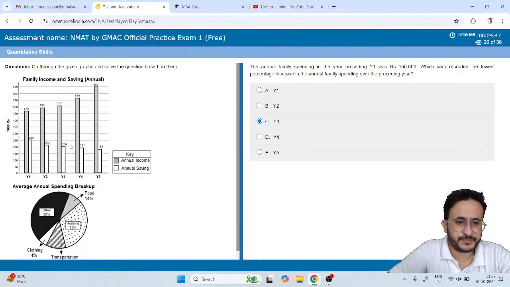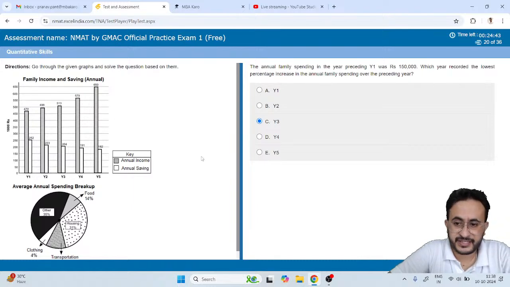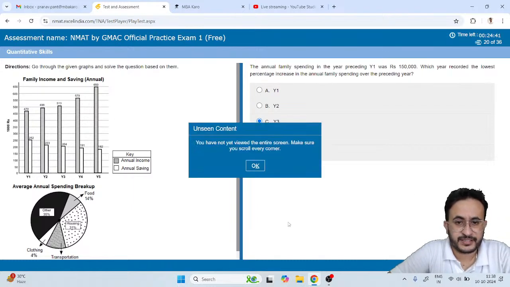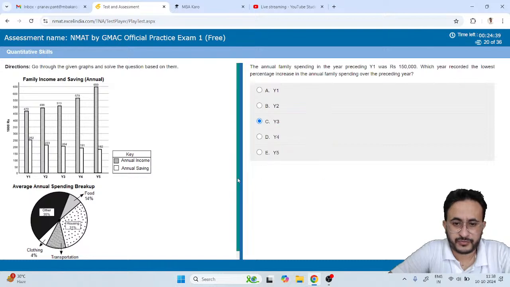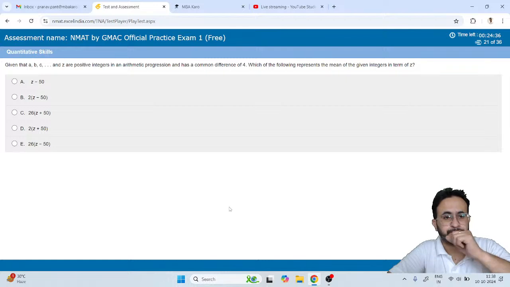Okay, year 3, the difference gives the spending. Year 3 has very less increase. So that will be the answer. Okay, you have to scroll in all such questions.